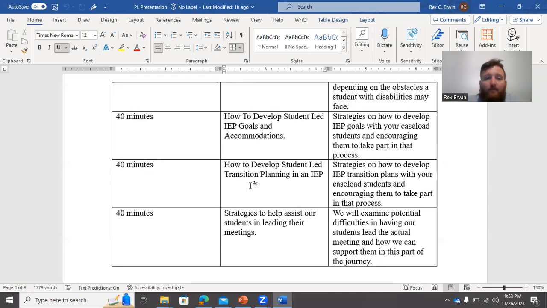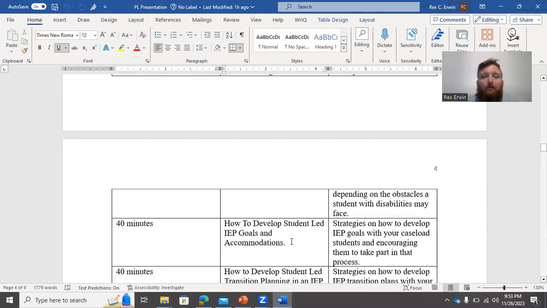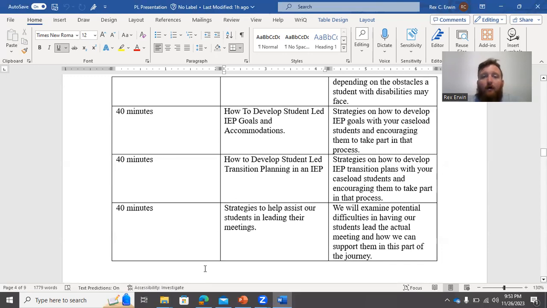Transition planning: we should have some strength in this, and if it's determined during the sessions that we don't need the 40 minutes, we might steal time and put more focus on something our case managers need a little more support in. And then finally, strategies that help our students in leading the presentations, how they look that day, like developing a script, all that stuff.